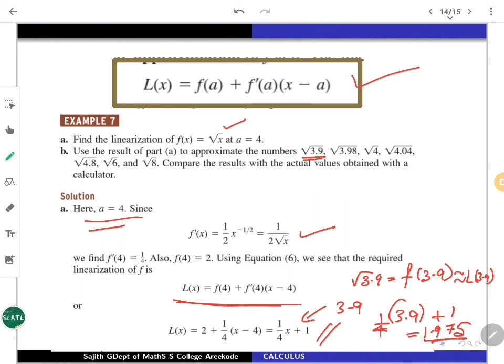Very similarly you do it for 3.98, square root of 4, etc. And one can compare it with the calculator also. That will be a good exercise to understand how linearization can be used well.